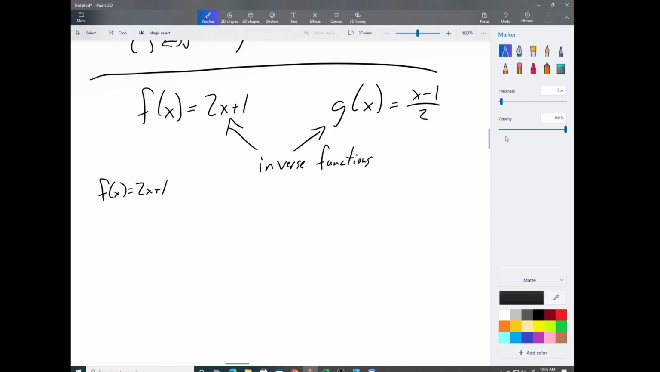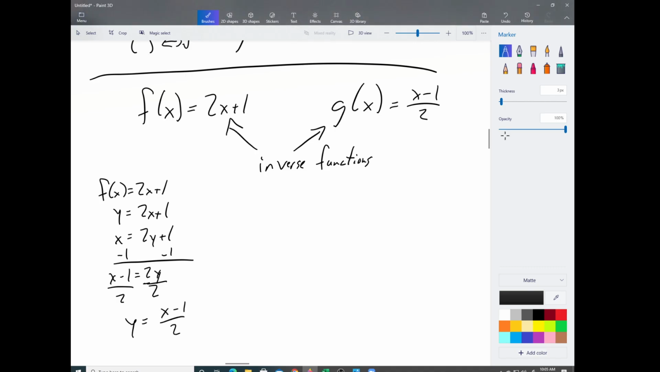You've got to switch the x's and the y's, so x becomes y and y becomes x, and then you've got to get y all by itself. Perfect. Switch your x's and your y's, and then solve for y. Oops, equals, there we go. And we can see that's what we have over here.